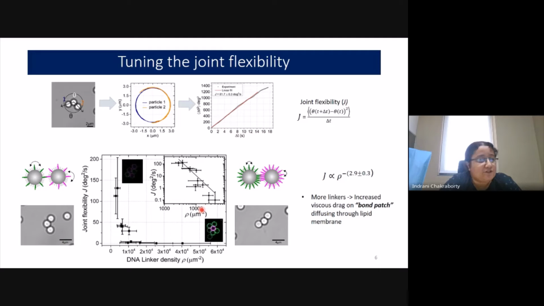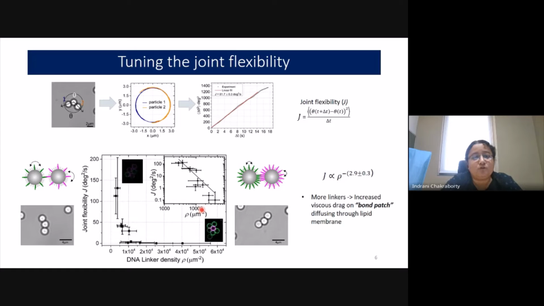This fall happens because more and more linkers concentrate at the junction. Because these linkers can diffuse in the lipid bilayer, they concentrate at the junction and form a bunch of linkers, which we call the bond patch. And this bond patch, as it gets larger, makes it difficult for it to diffuse through the lipid membrane, leading to an arrest in the flexibility of the system.